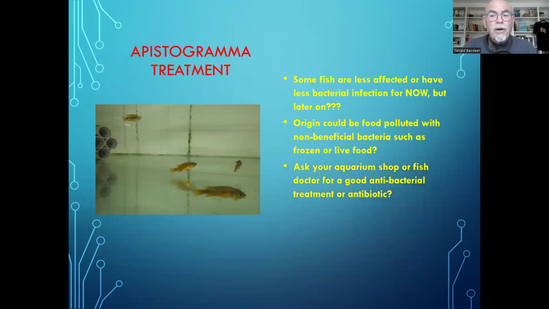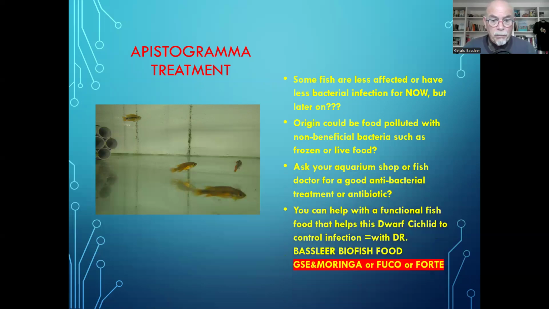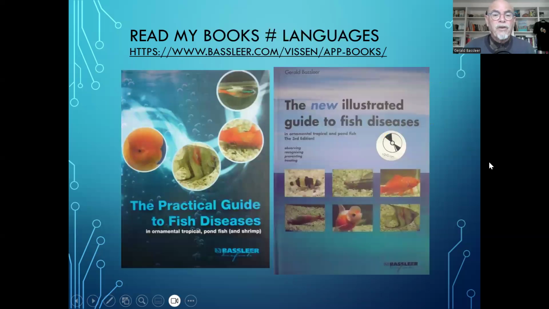Ask your aquarium shop or your fish doctor for a good antibacterial treatment or antibiotic. And at the same time, a food can help. And for this dwarf cichlid, to help to control the infection, we recommend our Dr. BASSLEER BioFish Food, grapefruit seed extract in moringa, or FUCO or FORTE. Those are three different feed sources that can help the fish to deal with this infection.